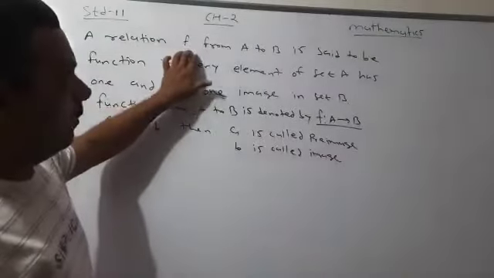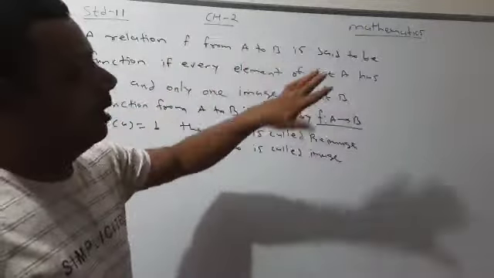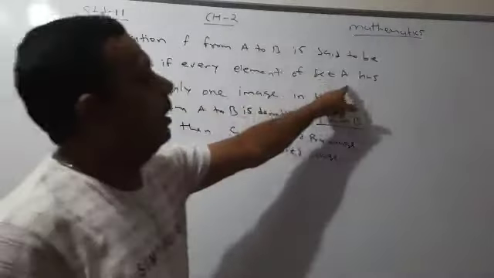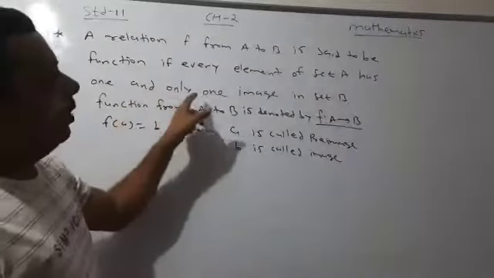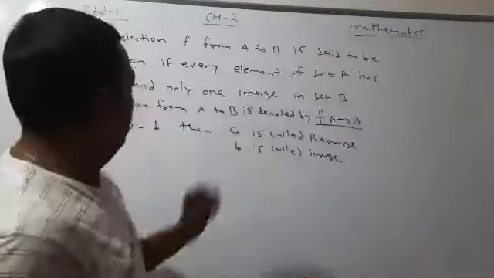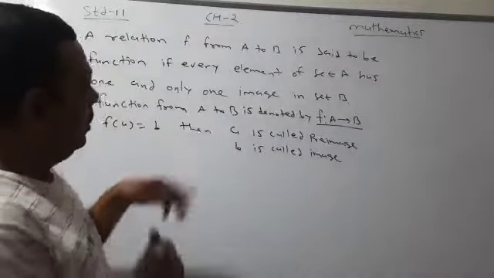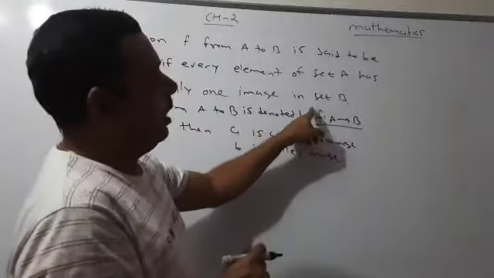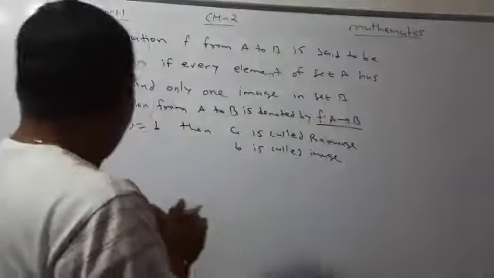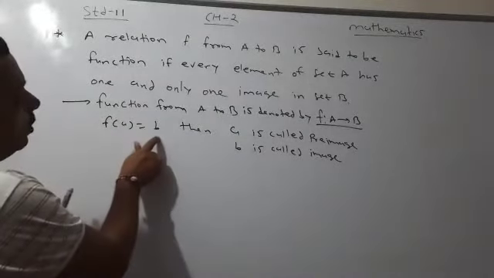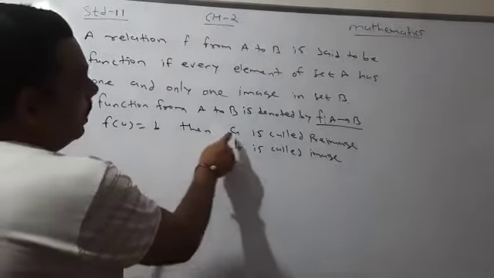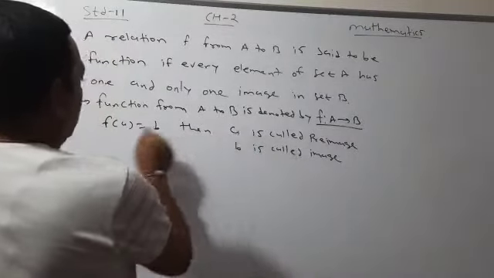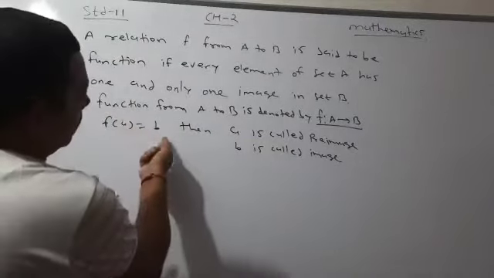A relation f from A to B is said to be a function if every element of set A has one and only one image in the set B. The function from A to B is denoted by f from A to B. If anybody writes f of A is equal to B, then A is called pre-image and B is called the image, right? A is the question and B is our answer.